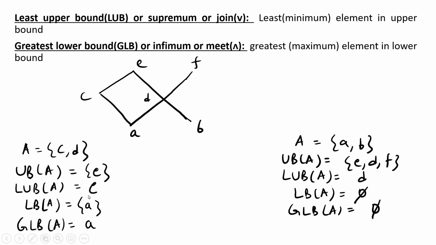So the lower bound of set A is A. Then the greatest lower bound of set A would be A because there is only one element. So the maximum element in the lower bound would be A.